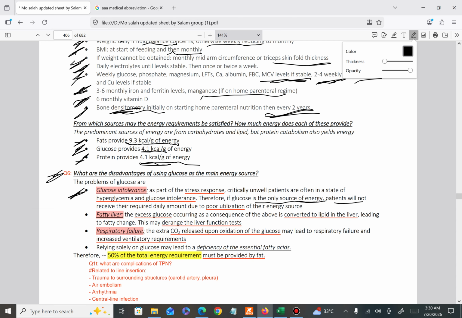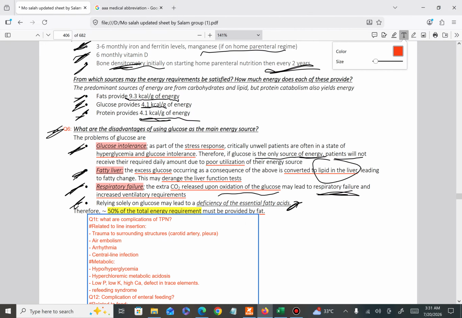So glucose intolerance. Then the fatty liver: the excess glucose, as a consequence of the above, is converted to lipid in the liver, leading to fatty change. This may derange the liver function test. Then the respiratory failure: the extra carbon dioxide released upon oxidation of the glucose may lead to respiratory failure and increased ventilatory requirements. Then relying solely on glucose may lead to deficiency of the essential fatty acids. Therefore, 50% of the total energy required must be provided by fats.